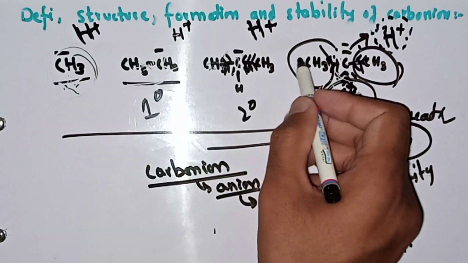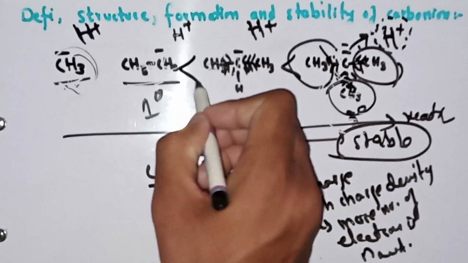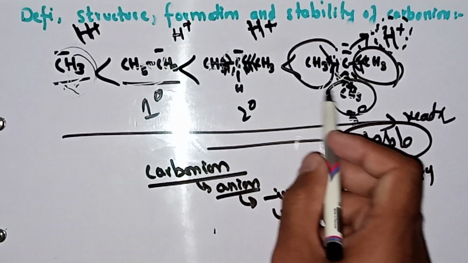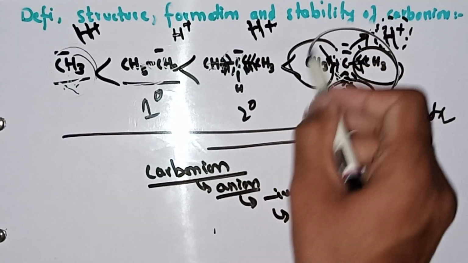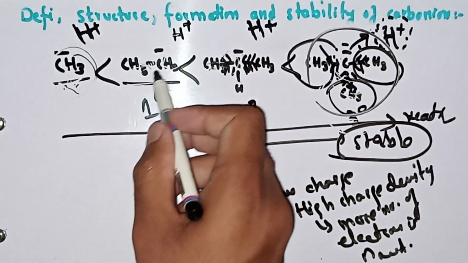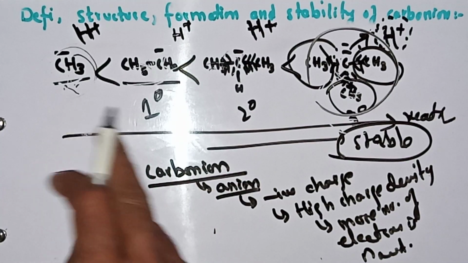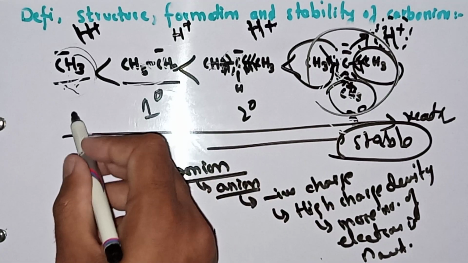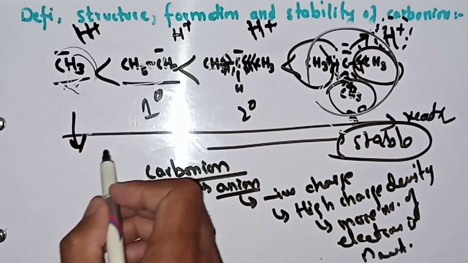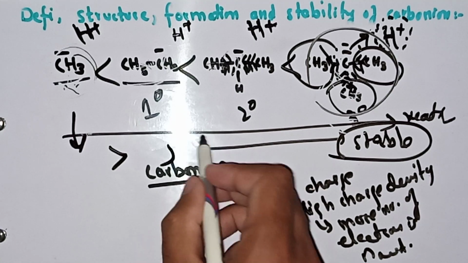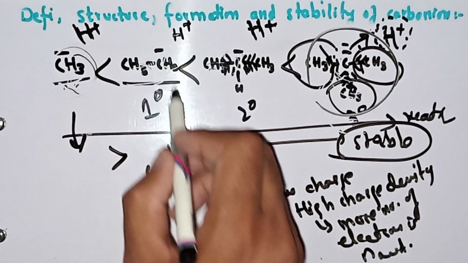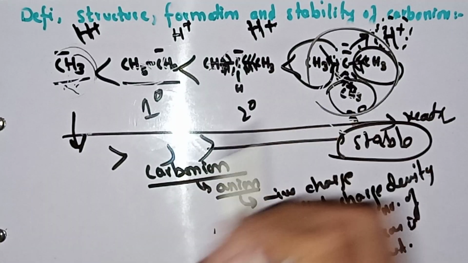It means that the reactivity order will be like this. The reactivity order means this will be very reactive, this will be less reactive, this will be less reactive than this one, and this will be very less reactive. Less reactivity means more stability, so the stability order will be like that. This one will be more stable than this one, and this one will be more stable than this one.